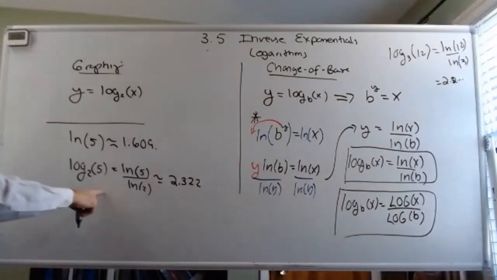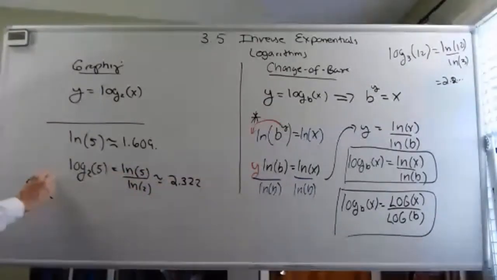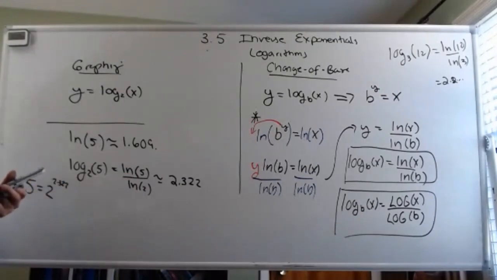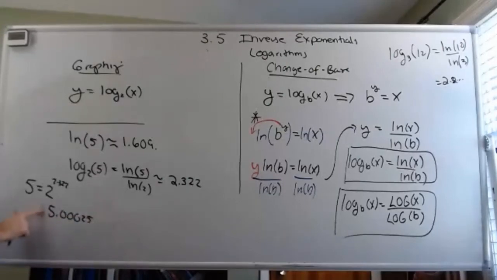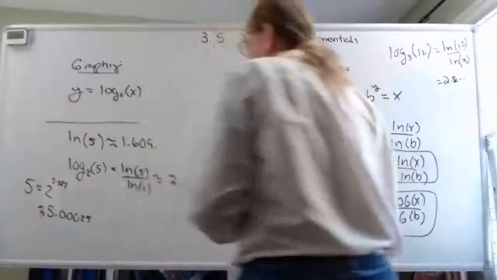And look at that. Does it make sense? So I'm saying 5 is equal to 2 to what power? Well, it's approximately 2.322. So if I take 2 and raise it to the 2.322 power, I get something a little bit larger than 5, but reasonably close. This gives me 5.00025 approximately. You can see, not bad. But that's how you do those evaluations on your calculator.